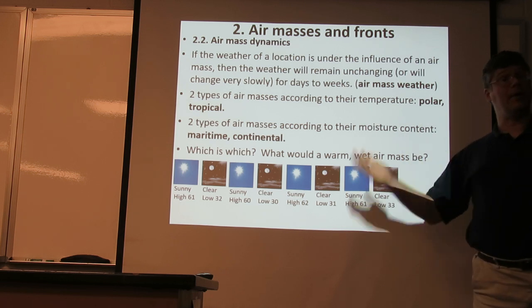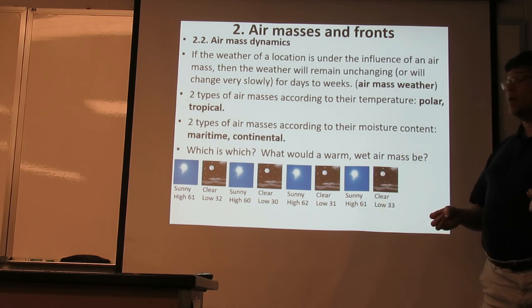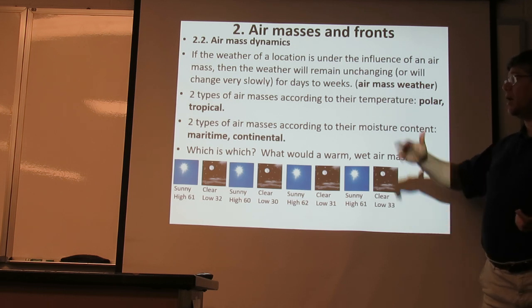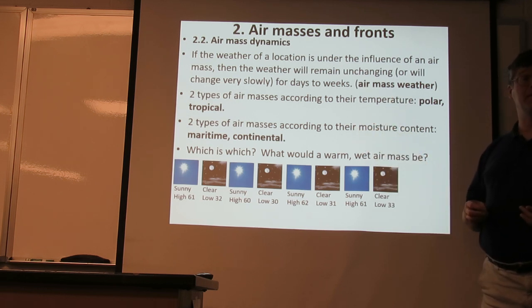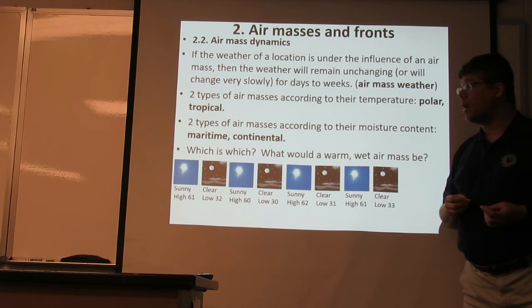Maritime means ocean, having to do with the sea. So a maritime air mass would be an air mass where the air's been sitting over the ocean for a while. A continental air mass is one where the air's been sitting over the land for a while. Not too hard to figure out.